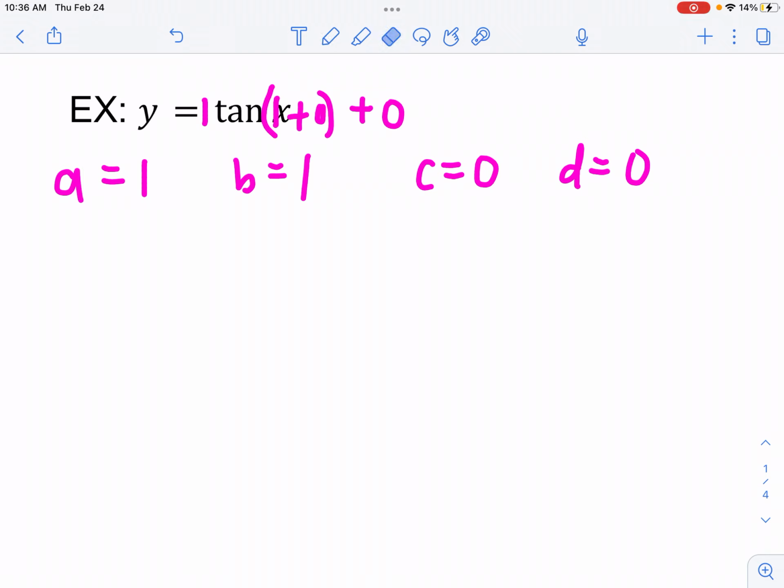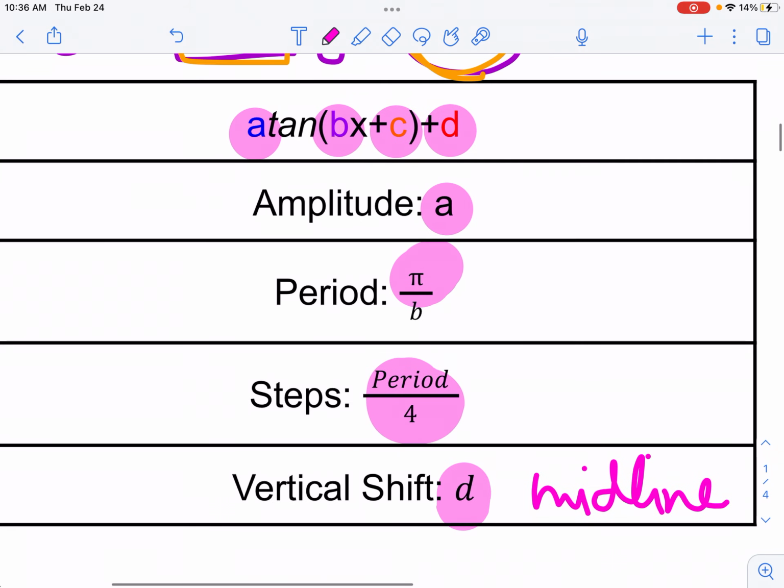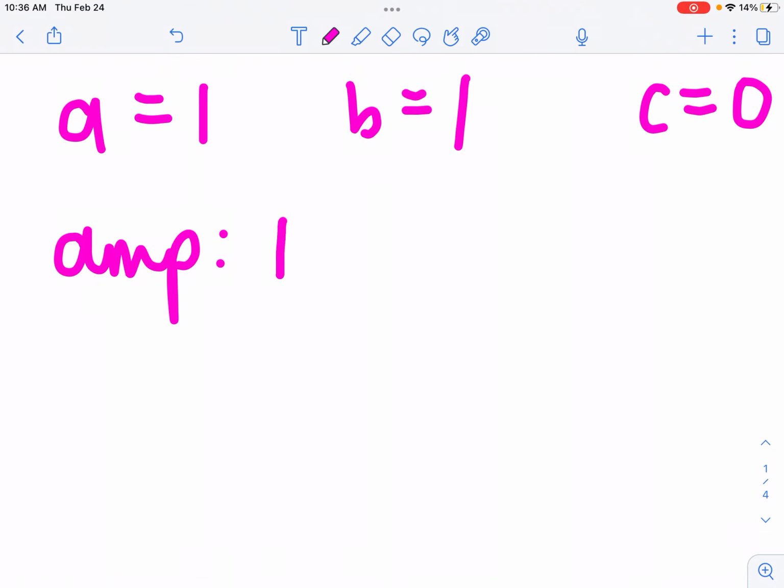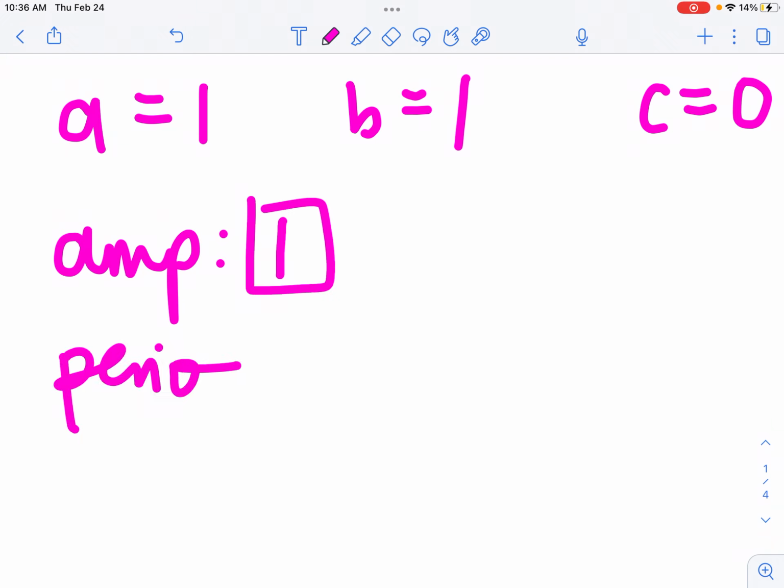That's our standard graph there. We're going to find all the parts. Remember amplitude. Actually, you know what I forgot here? We still want it to be the absolute value of A, same as sine and cosine. Our amplitude is just going to be 1 because our A is 1. Our period, this is where it's different. Remember, instead of 2 pi, it's going to be just pi divided by B. And my B is 1, so that becomes just pi.